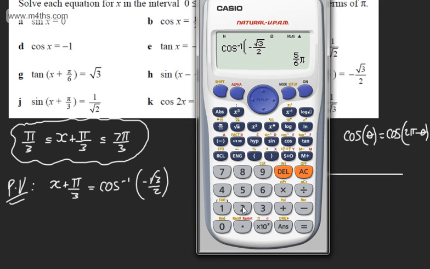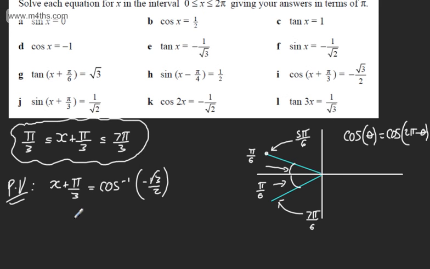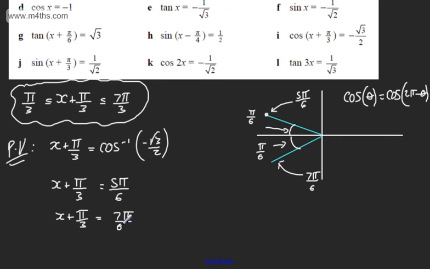So at this stage what we can say is x plus pi by 3 will be equal to 5 pi by 6, and by symmetry x plus pi by 3 is going to be equal to 7 pi by 6. All subsequent solutions are going to be 2 pi n on. Just consider the cosine function. Cos of theta is equal to cos of 360 plus theta, or 2 pi plus theta. All this is telling me is that the cosine curve is cycling every 360 degrees, or 2 pi radians.